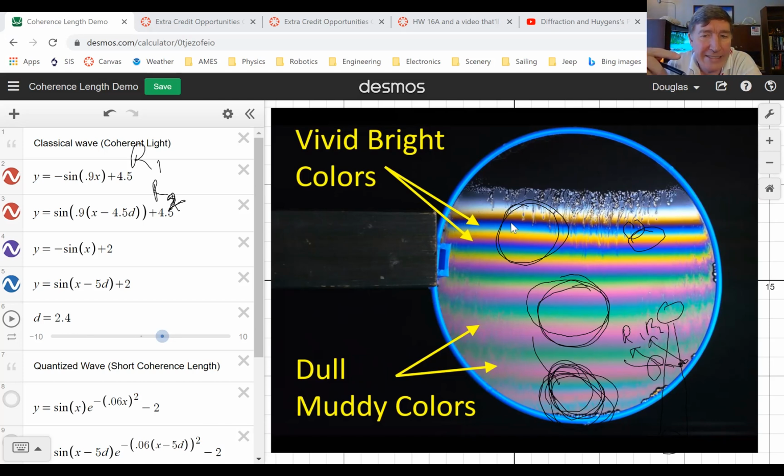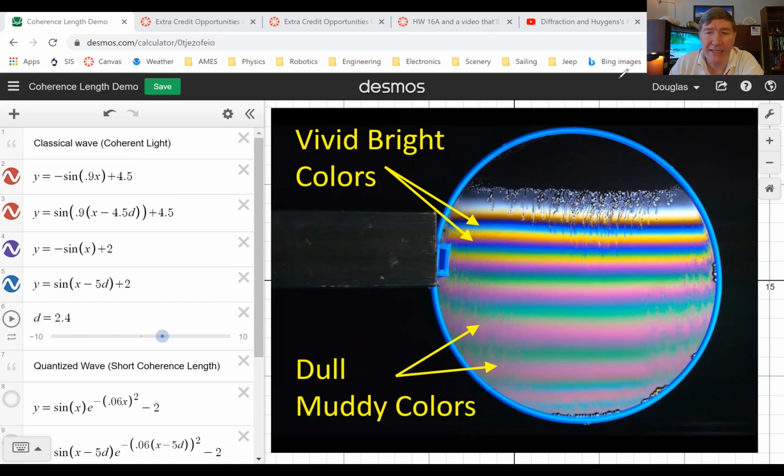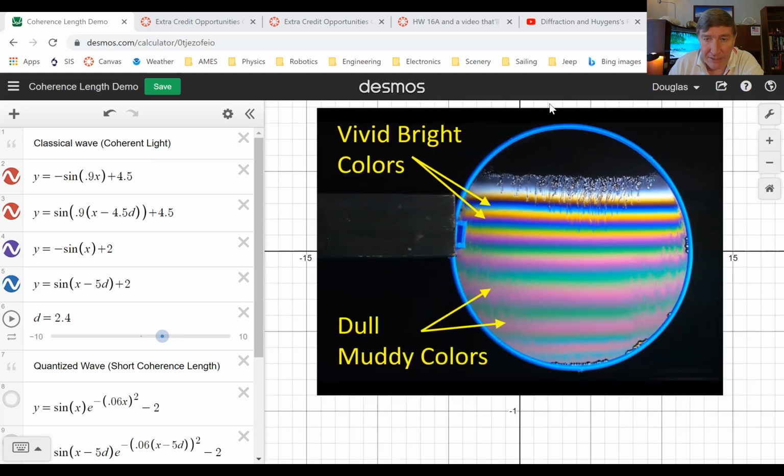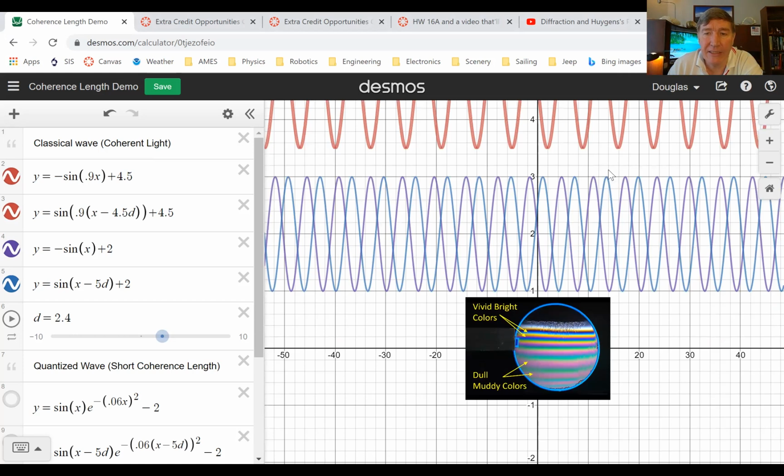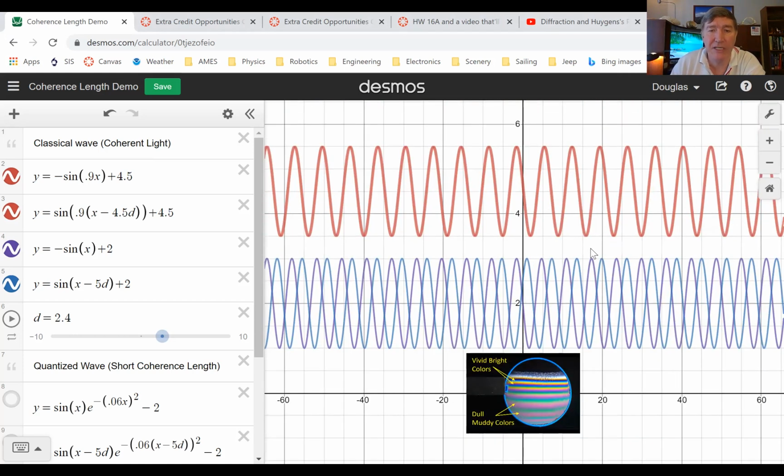So why is it that the colors which used to be so bright and vivid are now dull and muddy? And not only that, but they start disappearing. The blue one is the first one to disappear, and then the yellow one is the next, and then the green one's the next one to disappear. Okay, so what's going on here? Why is that the case? Well, what's happening is that light is not the kind of wave that you see when you look up here.